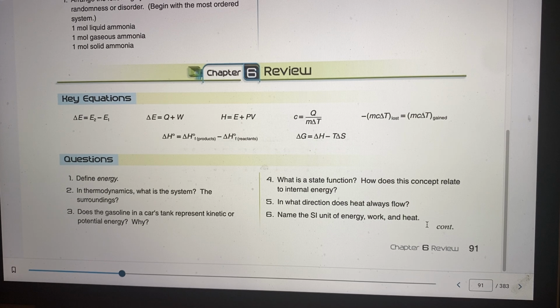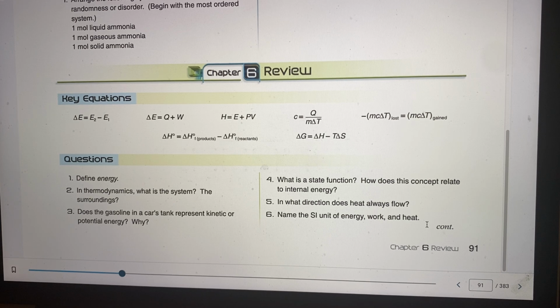Well, the system is that portion of the universe of our sample. The system is going to be what we're studying, that sample of matter. And the surroundings are all the other parts of the universe. So number 3, does gasoline in a car's tank represent kinetic or potential energy?